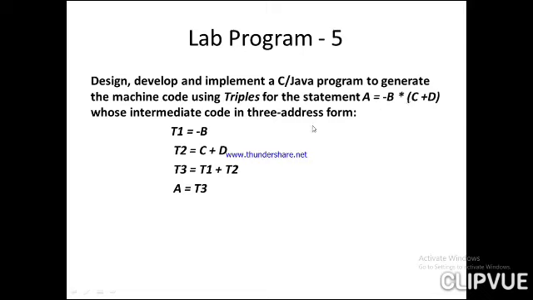Directly I cannot generate the machine code for this particular expression. I need to convert this initially to the 3 address code format. So this 3 address code that we have generated is the intermediate representation. 3 address code is nothing but one of the intermediate representations.